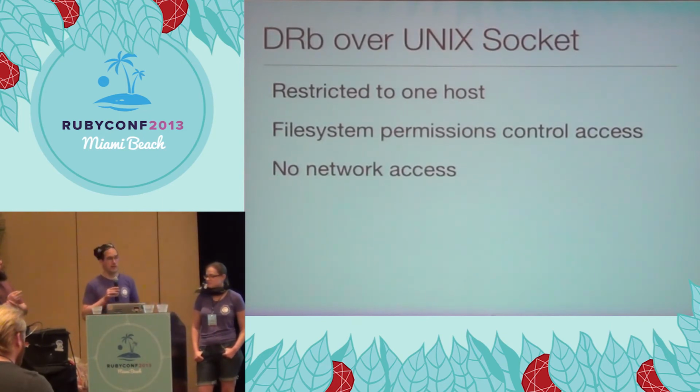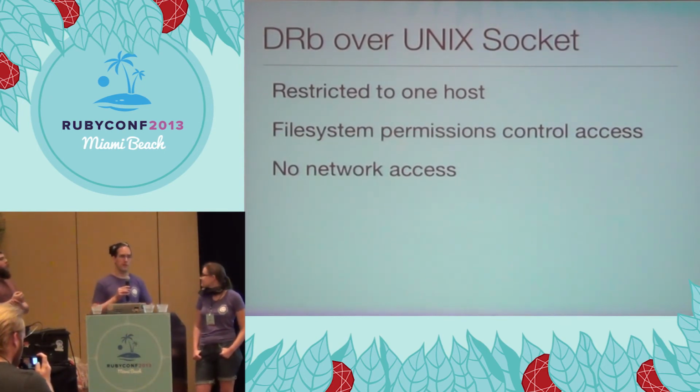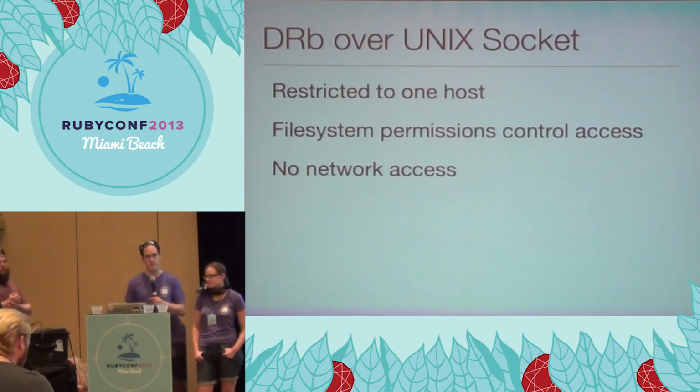So if you don't need network access for your server, you can run DRb over a UNIX socket. That's just restricted to the one host, and you can use the file system permissions to control your access. And since you have no network access, you don't have to worry about other people being able to inject new content or inject bad methods.